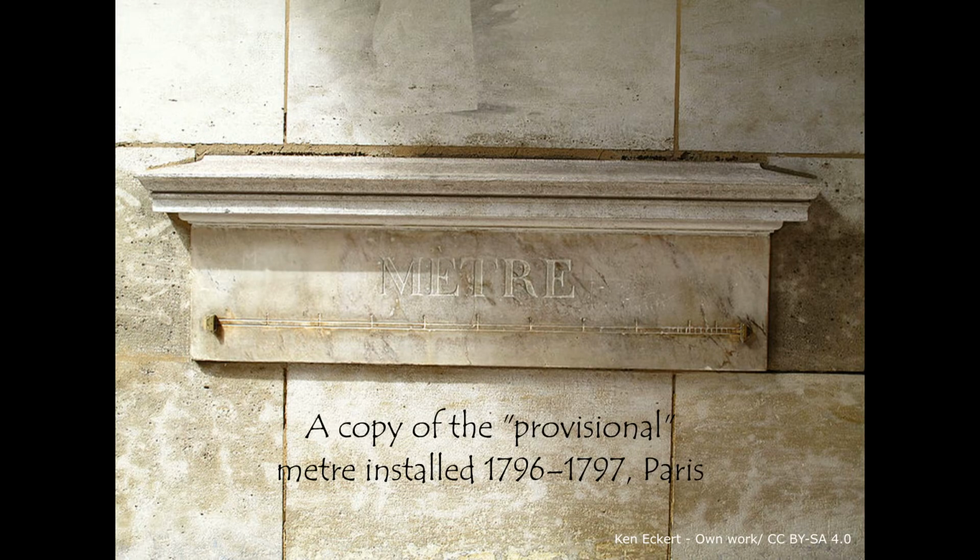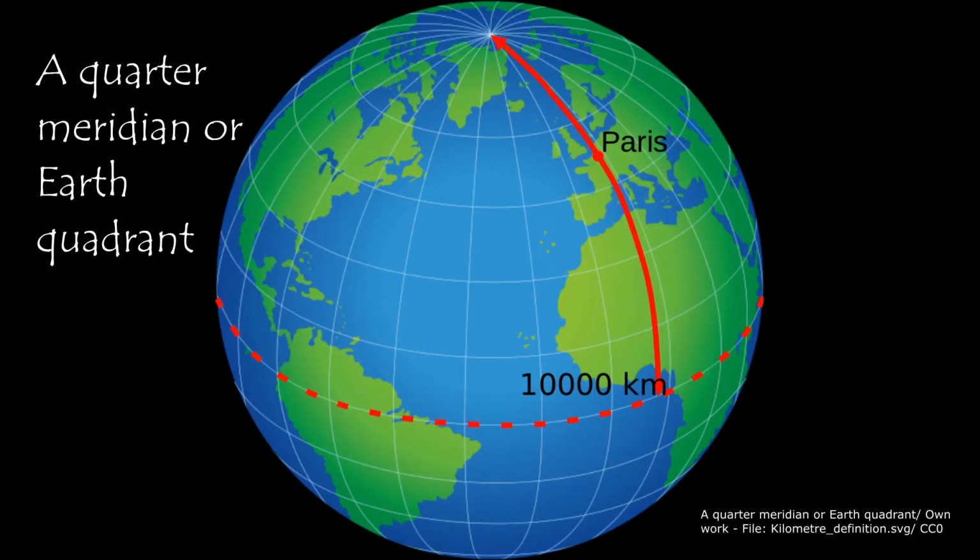After years of research, the meter definition was enacted on April 7, 1795, as 10 millionth part of the median arc between the North Pole and the equator.